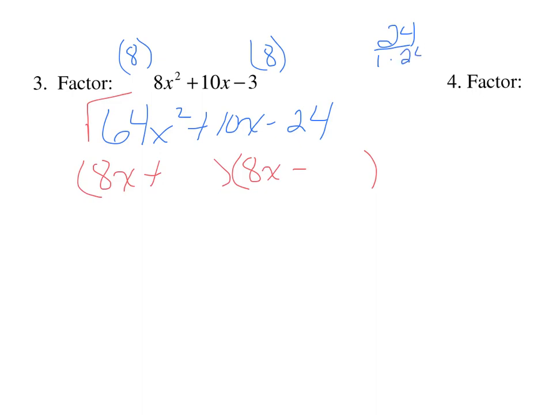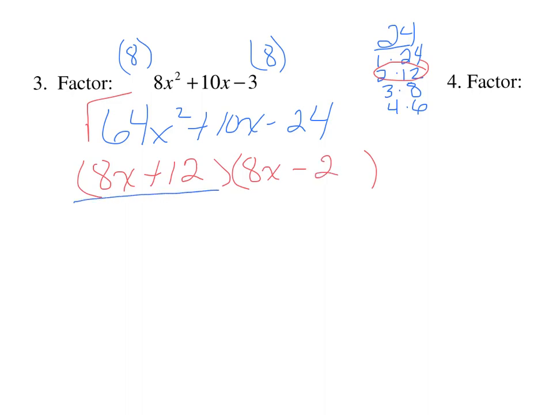1 times 24, 2 times 12, 3 times 8, 4 times 6. Which ones subtract to make 10? All right, 4 and 6 add to make 10, but that will only work if these signs are the same. So we're going to have to go with 2 and 12, because those are the ones that subtract to make 10. Write the biggest one first, so it's going to be 12 and 2 like this.